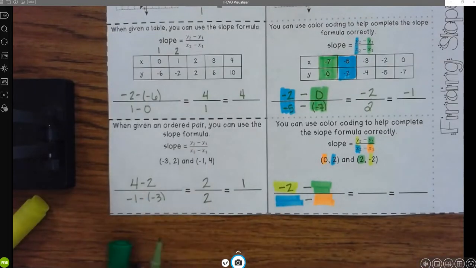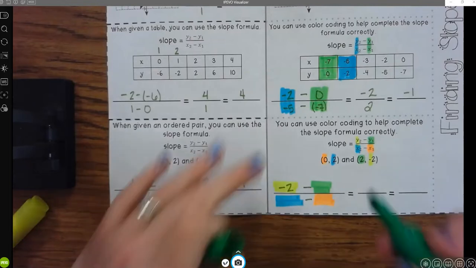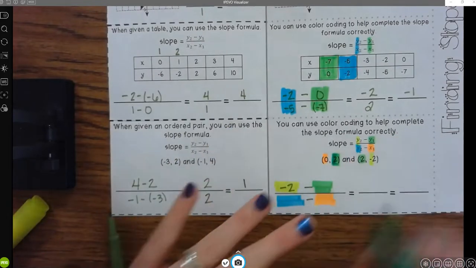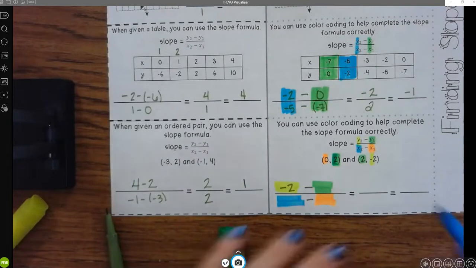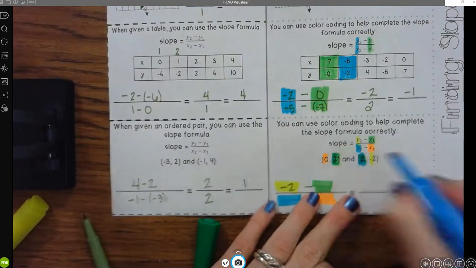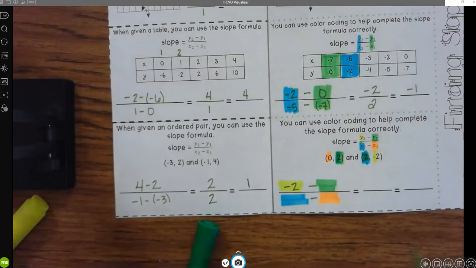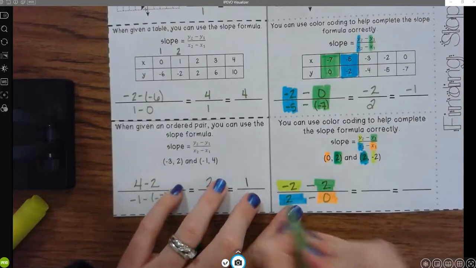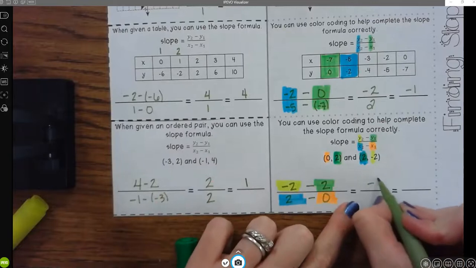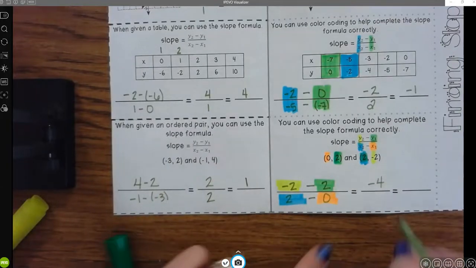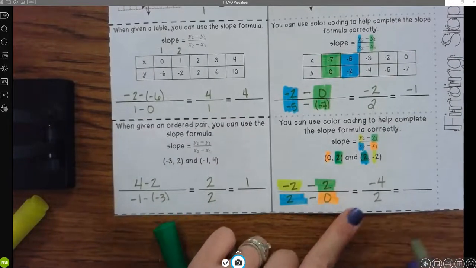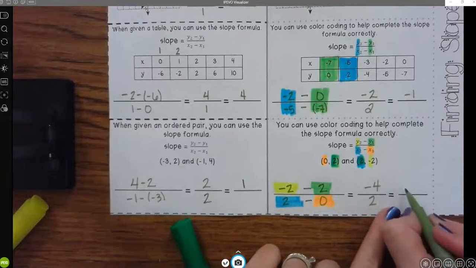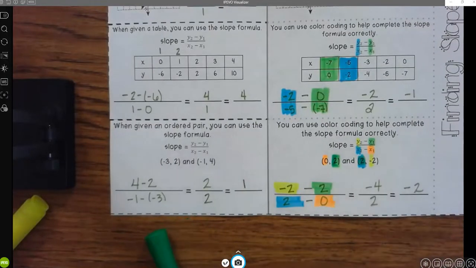Oop, I highlighted wrong. I'm sorry. This one should have been green. This one should have been blue. I'm sorry. So -2 minus 2 is a -4. 2 minus 0 is a 2. -4 over 2 will simplify to -2.